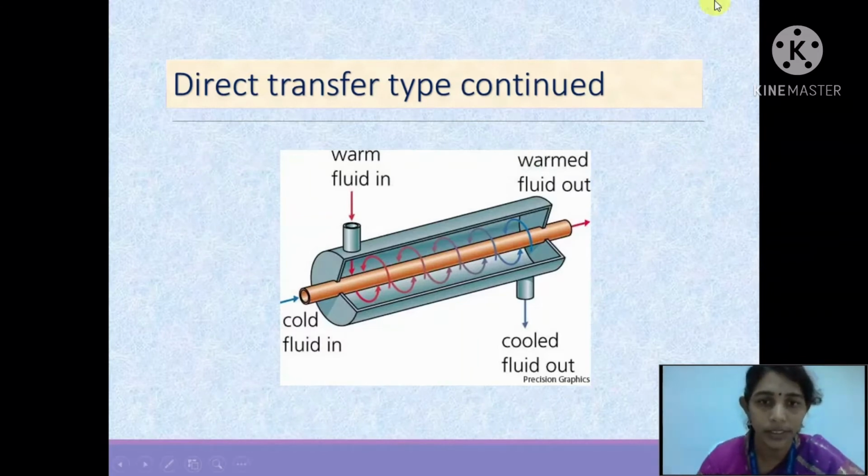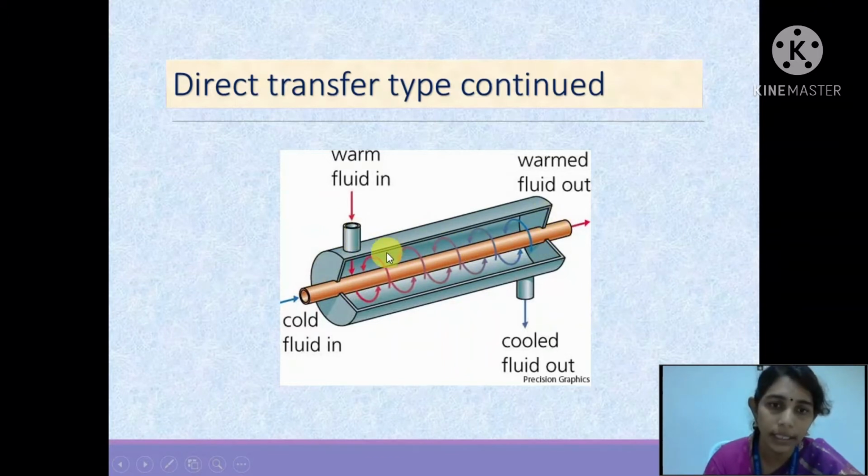Just look at this figure. Here you can see the inner tube, the orange one. So cold fluid enters through the left hand side of this tube and it exits through the right hand side of the tube. And surrounding this there is another tube, the blue color tube. There is an annular space between this outer tube and the inner tube. The warm fluid which enters through this pipe flows in this annular space and then it comes out this way.